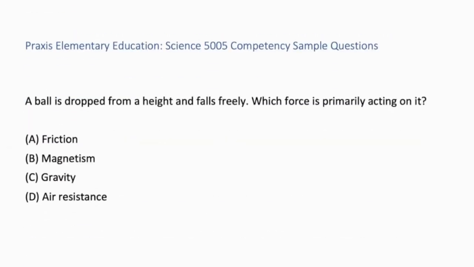A ball is dropped from a height and falls freely. Which force is primarily acting on it? A. Friction, B. Magnetism, C. Gravity, or D. Air resistance?